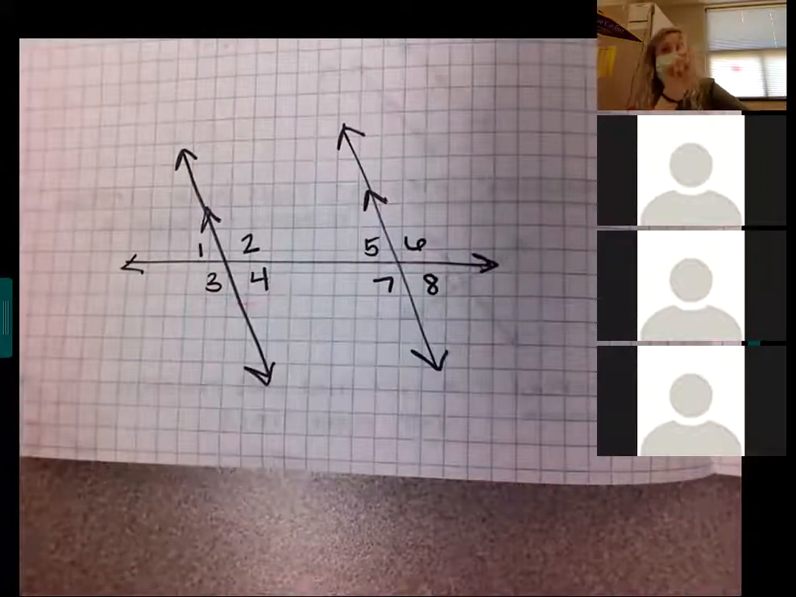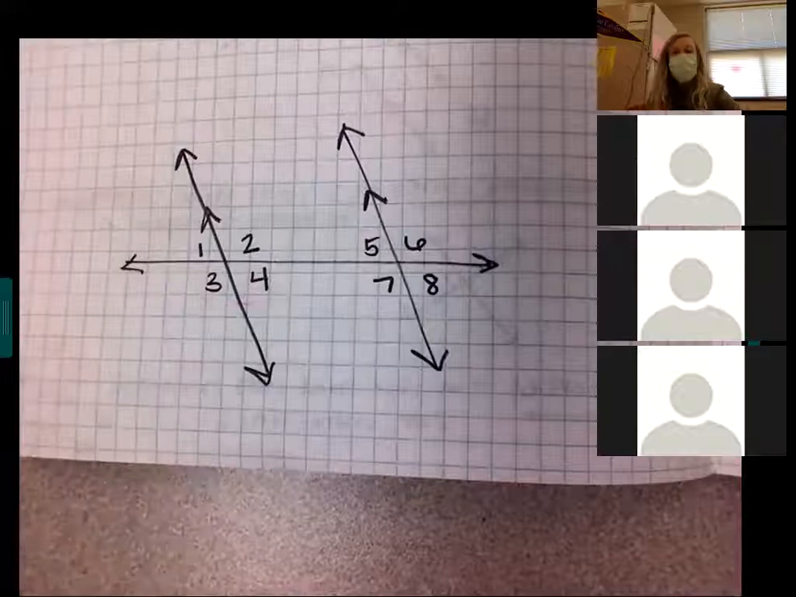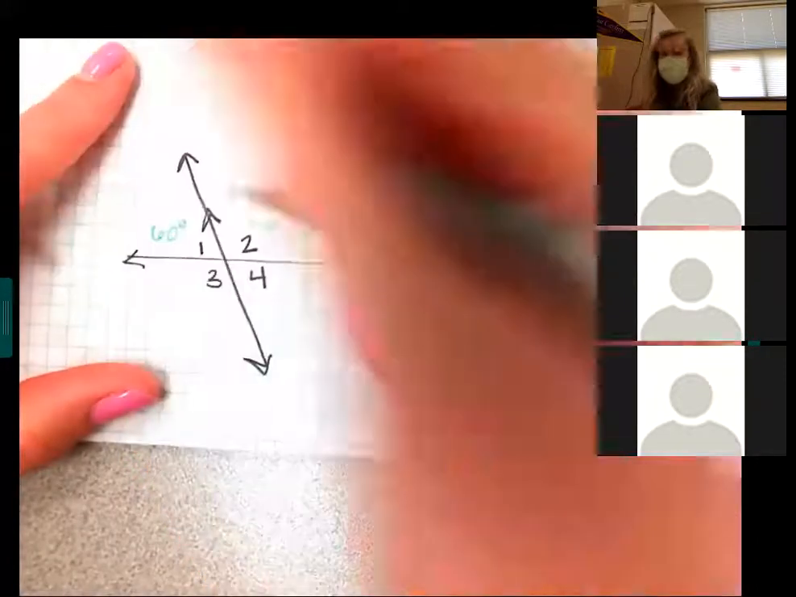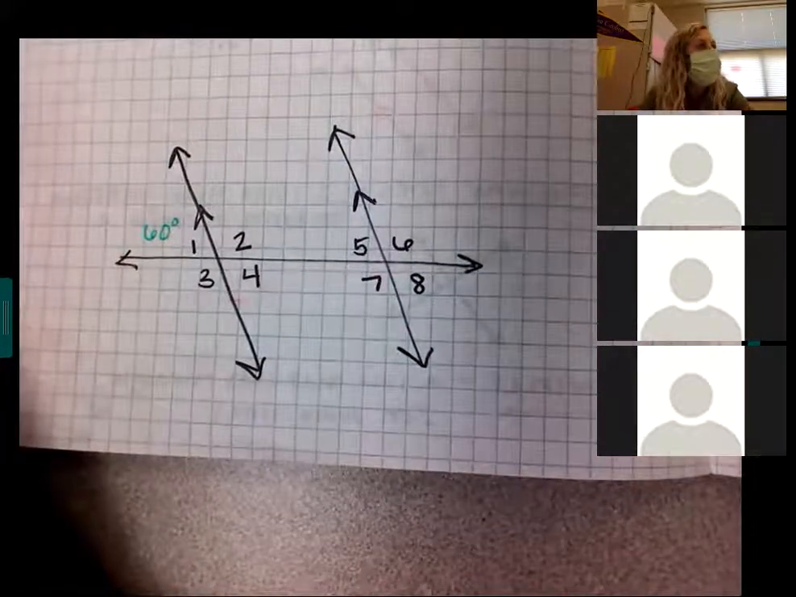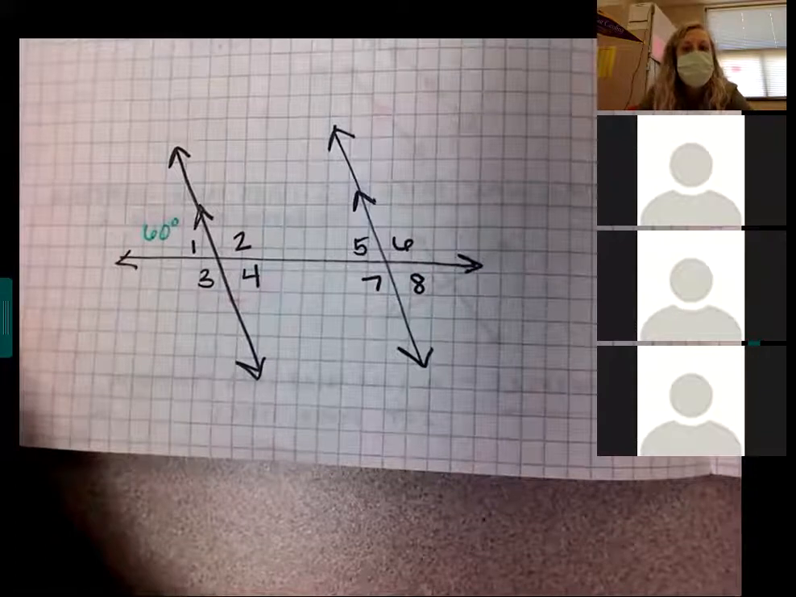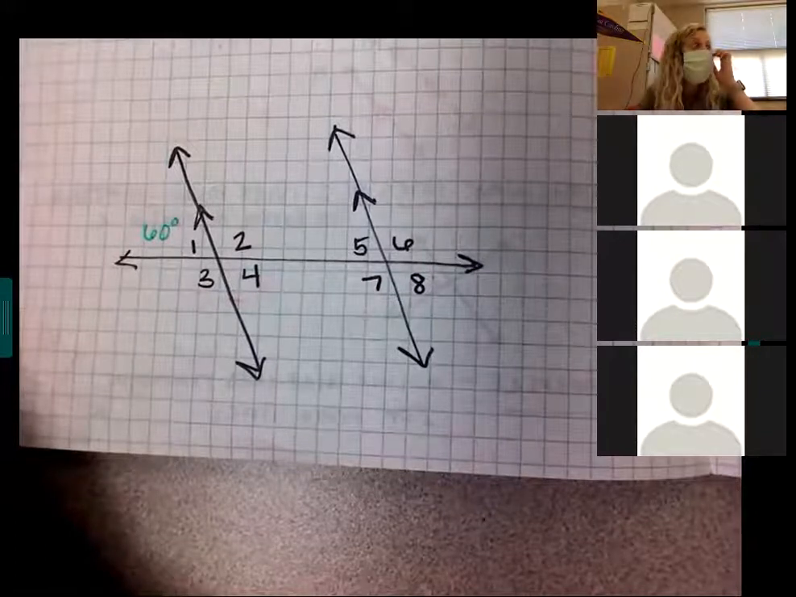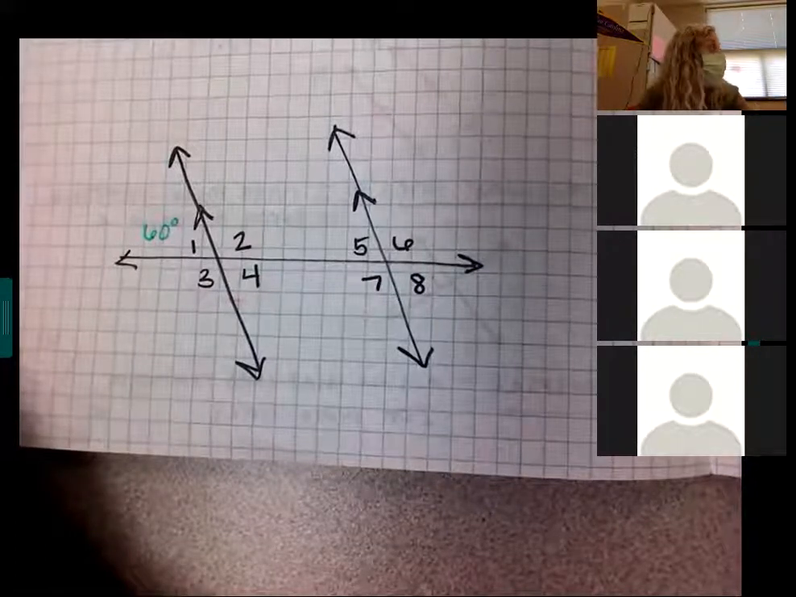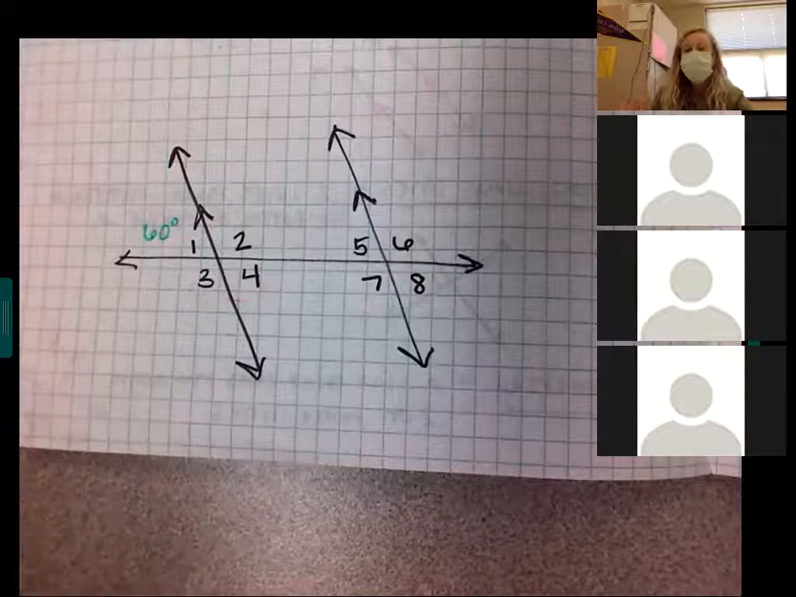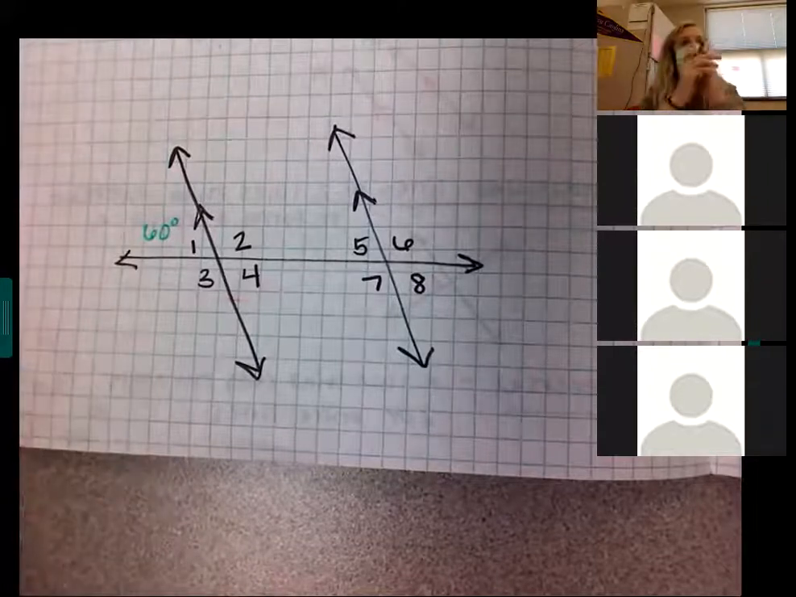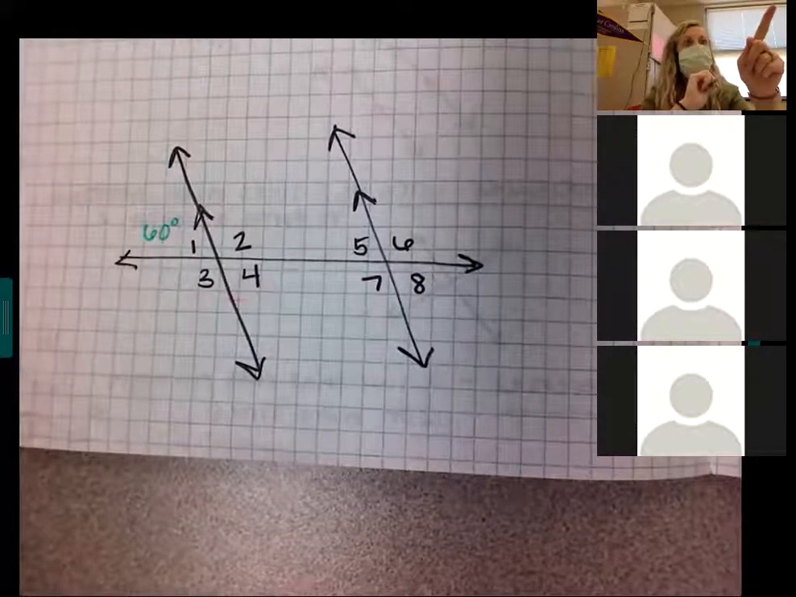If I tell you that angle 1 is 60 degrees, we can find all of the other ones. Y'all are nodding yes, that's good. That means you'll do your homework in like 10 minutes and it won't take you long. So everybody watch. If angle 1 is 60, tell me what other ones would be 60. I'm going to let y'all do it. Give me one, Jordan. What else would be 60?